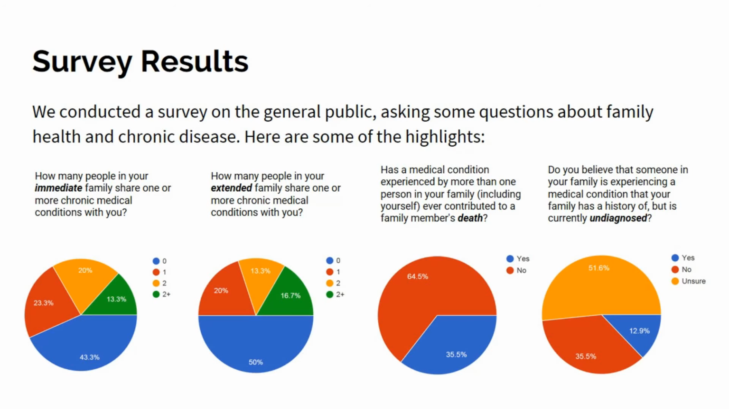We collected several responses to public surveys in order to further investigate the problem and understand our users' requirements. After conducting a survey targeted at learning about the prevalence of chronic disease and family health, we found that more than half of the respondents were unsure about their family medical conditions. More than half have had one or more immediate or extended family members experience a chronic medical condition, and 35% of respondents have experienced a family death due to these genetic conditions.